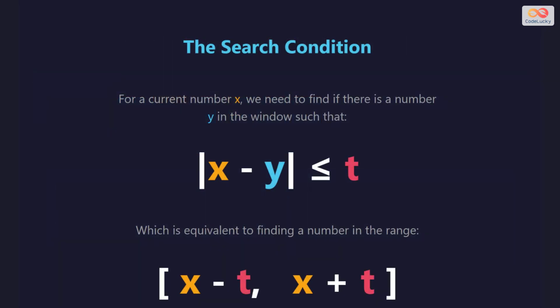Now, for every new number x entering our window, we just need to check if there is an existing number y in the window, such that the absolute difference is at most t. This is equivalent to finding a number in the range x minus t to x plus t.